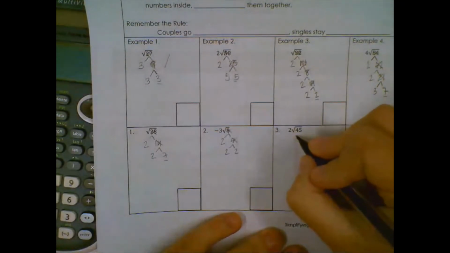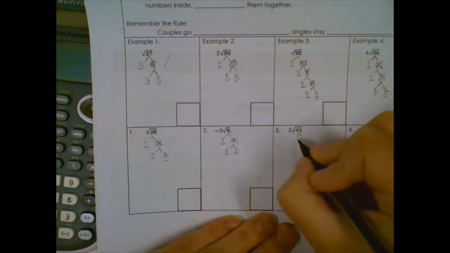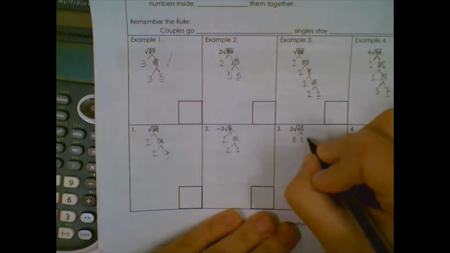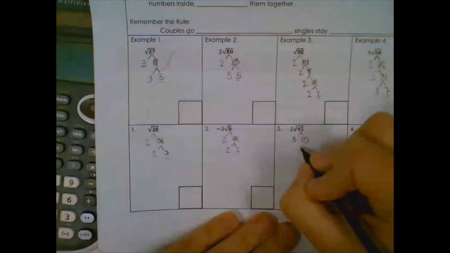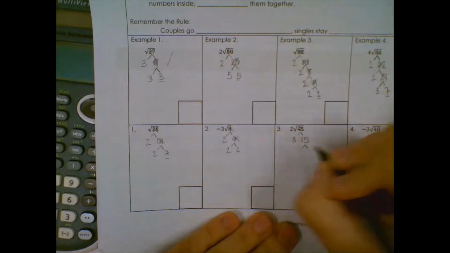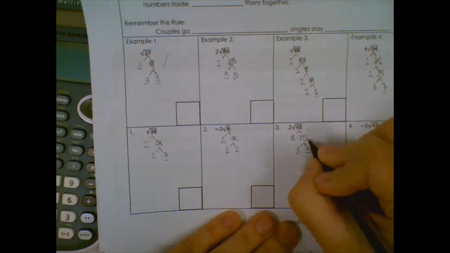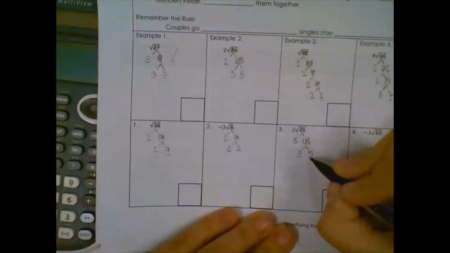All right, 45. 45, 2 cannot go into it. So the next number that we are going to try is 3. 3 does go into it 15 times. Now 15 is not prime, so we've got to break it apart. And we see that 3 and 5 go into it. Now 5 is prime, so we are done. So pause, try 4, and then play it on your own.